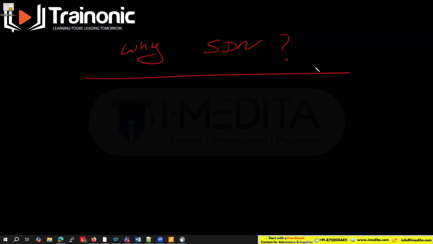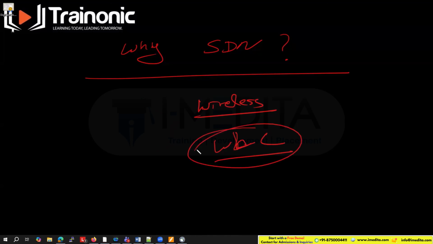Obviously, we must have faced some challenges with traditional routing and switching, with traditional data centers. We must have faced a lot of challenges. And to fix those challenges, this controller-based networking came into the picture. Let me give you a small example. I hope everyone has heard about wireless technology. In wireless, if I talk about Cisco wireless, they have a product called WLC, wireless LAN controller. It's a centralized controller from where you can manage your APs.